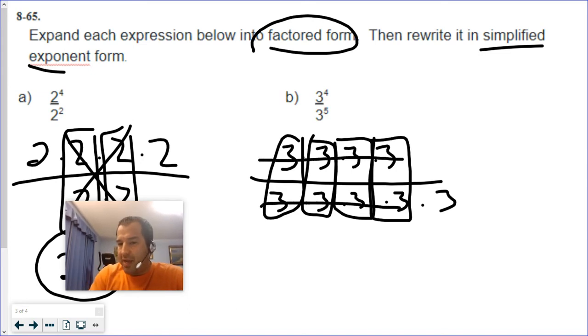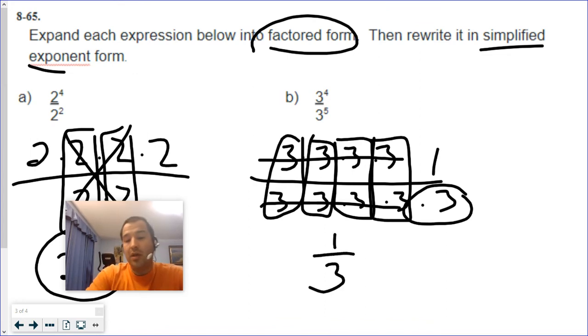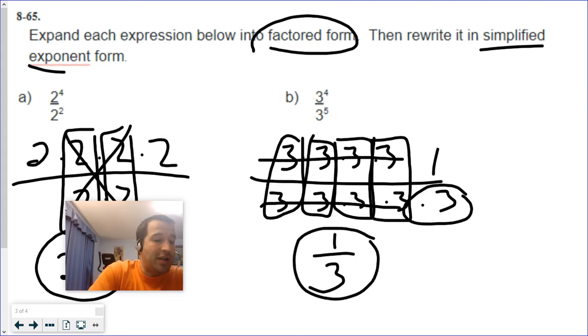Well, what's left now? Here's the thing. You can't just say a 3, because a 3 is in the denominator, right? What's left on the top? It's not 0. It is 1. So the correct answer would be 1/3. Is that what you got? Hopefully it is. Let's try a couple more.